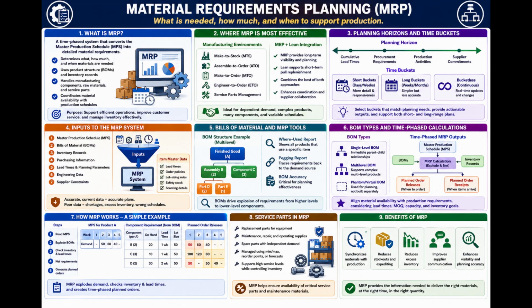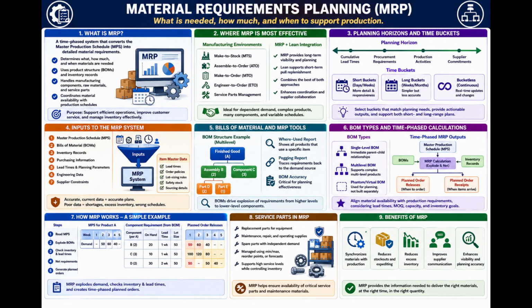Effective MRP implementation requires careful design of planning horizons and time buckets. The planning horizon must be long enough to cover cumulative lead times, procurement requirements, production activities, and supplier commitments. Time buckets divide the planning horizon into manageable intervals, such as days, weeks, or months. Shorter time buckets provide greater detail and responsiveness, while longer buckets simplify planning but may reduce accuracy.